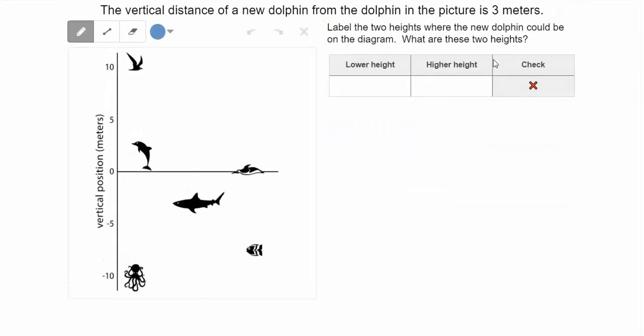Okay. The vertical distance for a new dolphin in the picture is 3 meters. Label the 2 heights where the new dolphin could be on the diagram, okay? So it's telling you here that the vertical distance of a new dolphin from the dolphin that's in this picture is 3 meters. So we could either have one dolphin that's 3 meters higher, and if it's higher, it's 6, right, because this is at 3. And if it's 3 meters below it, the dolphin would be at sea level. So we put 0 there, okay? And they just want the numerical values there.